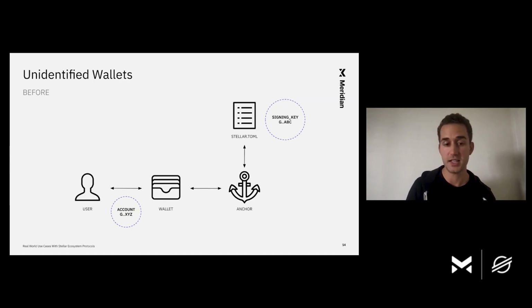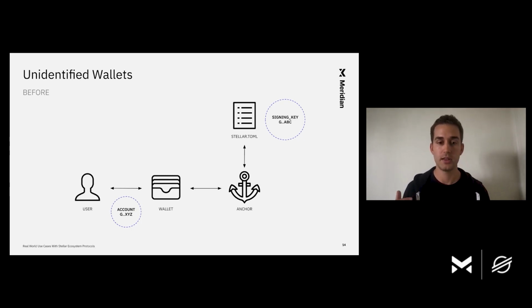The wallet then signs or adds another signature to the challenge transaction using the user's public key and secret key, and sends that back to the anchor. And the anchor can verify that the account that they wanted to authenticate with, the client, actually signed the challenge transaction and is therefore in possession of the secret key and can therefore be associated with the account.